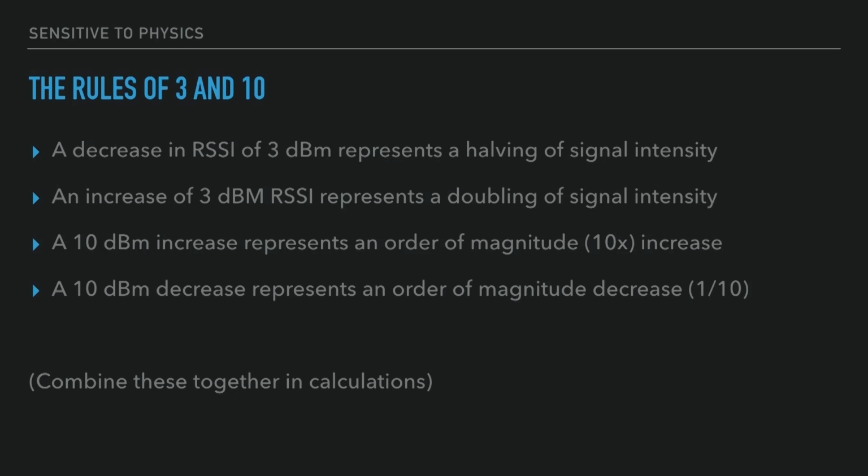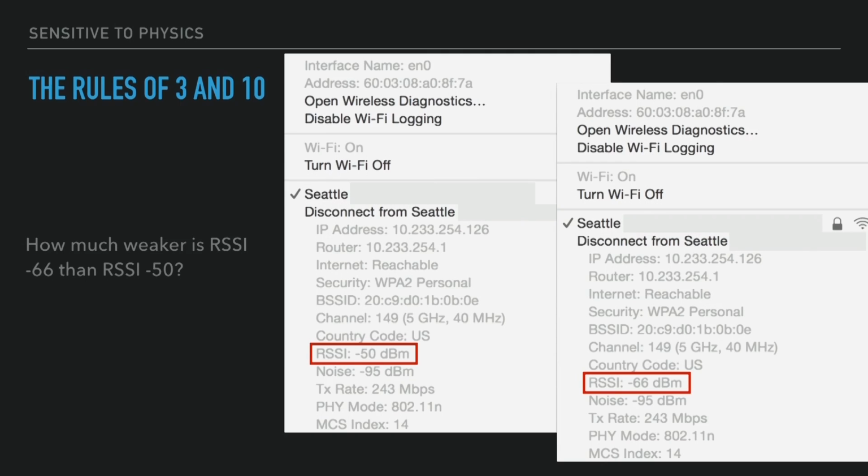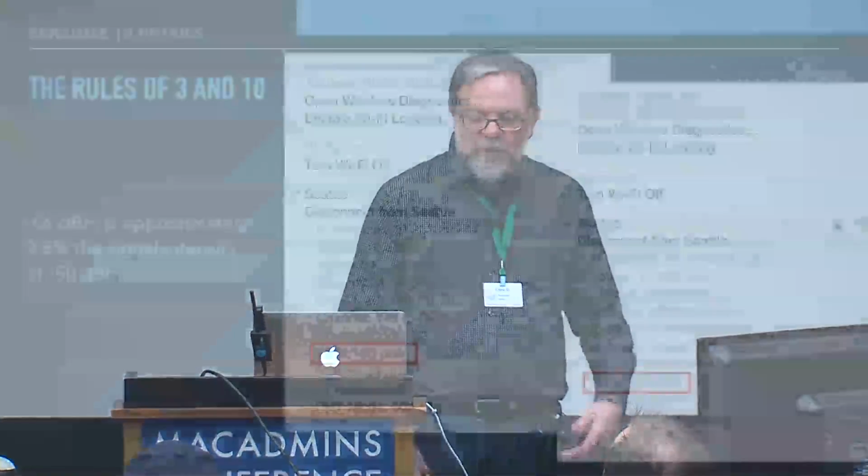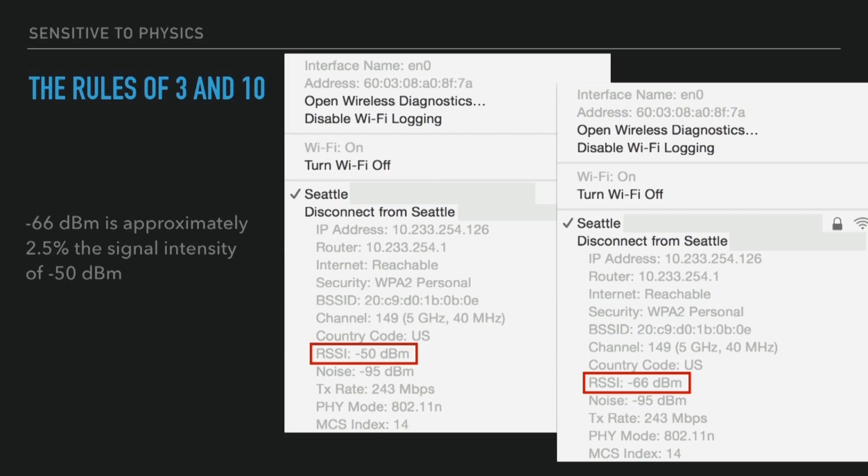So, who's ready for math? Ready for math? So, on the screen, I have 2 RSSI readings, -66 and -50. Anybody want to take a shot at how much weaker -66 is than -50? What's that? 40. A 40th? Yeah. What t-shirt size do you wear? Winner. I got one for you after the show here. So that's right. -66 dBm is 1/40th of the signal strength, 2.5% of the signal strength.